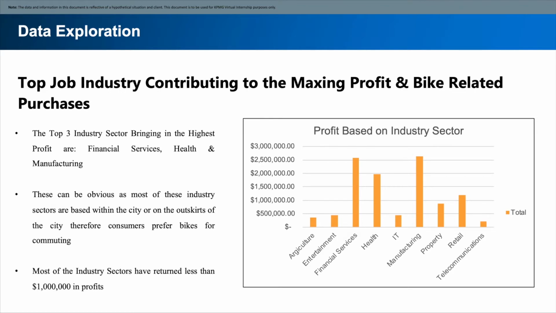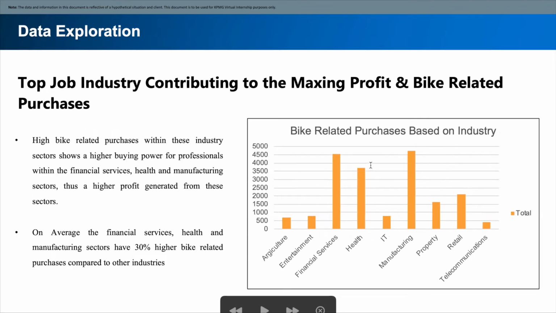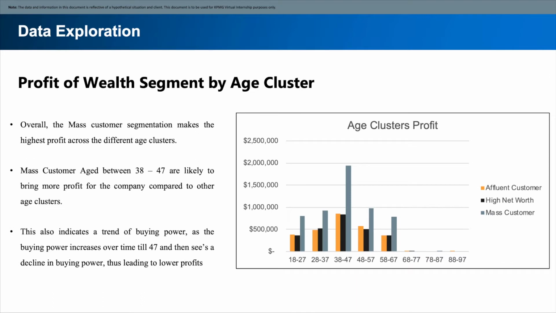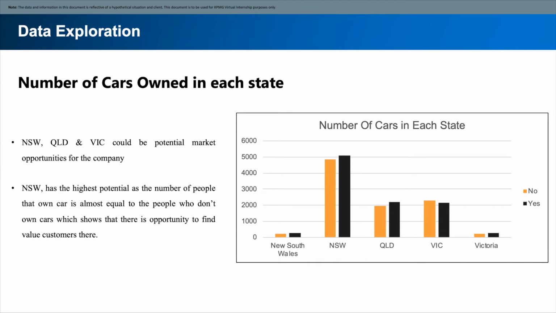The top 3 industry sectors we can highlight from here are financial services, health, and manufacturing. Cumulatively, these bring just $1.5 million in revenue for the business. So these are the 3 industry sectors we might also focus on. Then I also wanted to look at the profit. This was based upon the wealth segment, and then I grouped them in different age clusters. Lastly, I wanted to look at the number of cars owned in each state. As we can see, NSW, QLD, and VIC are the top 3 states.